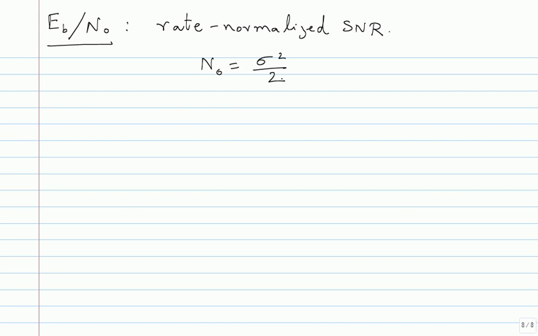The change comes in Eb. Eb is 1 by r. So what is this 1? This 1 is the energy of BPSK.